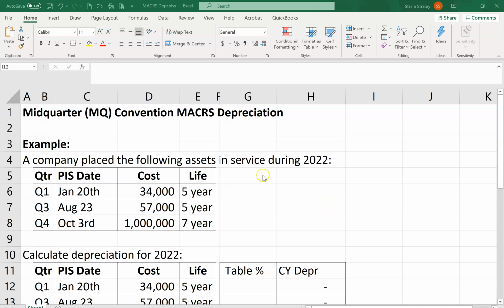Hi team, we are here today talking about the mid-quarter convention for MACRS depreciation. Remember that you'll use the mid-quarter convention if more than 40% of the assets you've placed in service during the year were placed in service during fourth quarter.